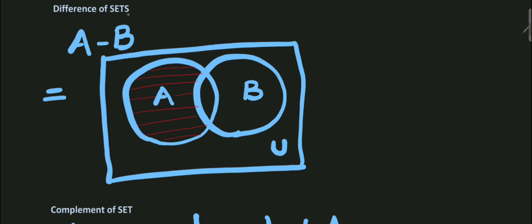Then comes the difference of sets, that is A minus B. A minus B means, even if a small portion of A comes within B, that also gets clipped off. Any portion of A without any shadow of B becomes the answer for A minus B. That means, as in the shaded portion, whatever elements fall in this area become the answer for A minus B.